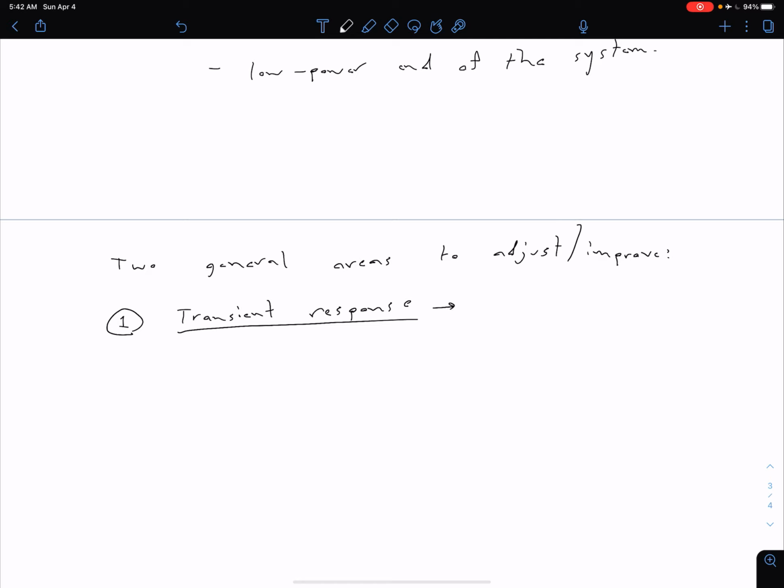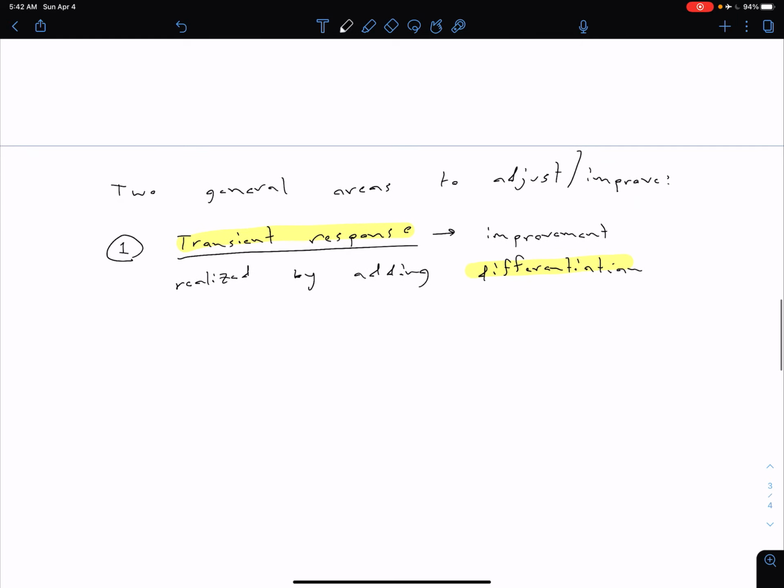And so with our transient response, we're going to see that improvement can be realized by adding differentiation. And we're going to talk a little bit, of course, about how we actually do that. We're not going to get into all the details of physically what's going on, but I'm going to at least refer to this in the textbook, just because we do have limited time, unfortunately. But this is one of the main things that we want to adjust. Maybe we want to make that settling time shorter, or the peak time shorter, or for some reason maybe we want it a little longer. So transient response is definitely a key thing.